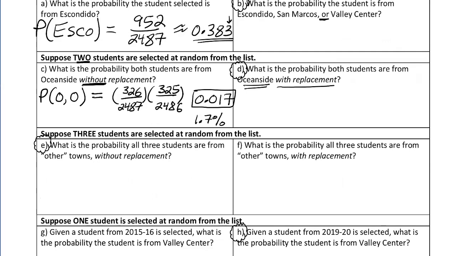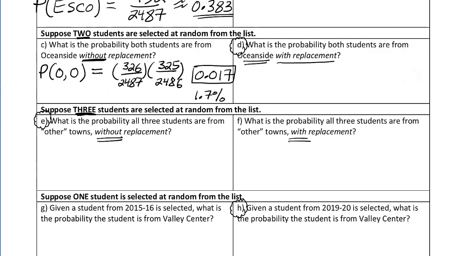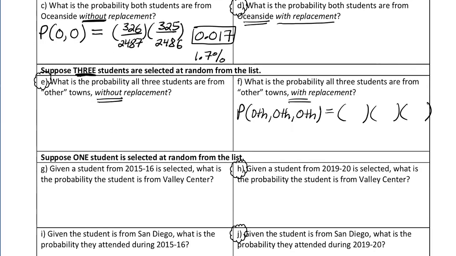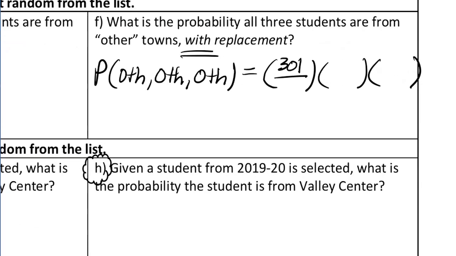Next question, suppose three students are selected at random from the list. Question E is going to be for you. This is an example for you to try one without replacement. But let me remind you and walk through how to do one with replacement. So if the three students are from other towns, we want the probability of other, I'll write it like this since I already used O for Oceanside. We're going to have three sets of parentheses since we are selecting three students. And the probability of other is 301 over the total of 2,487.